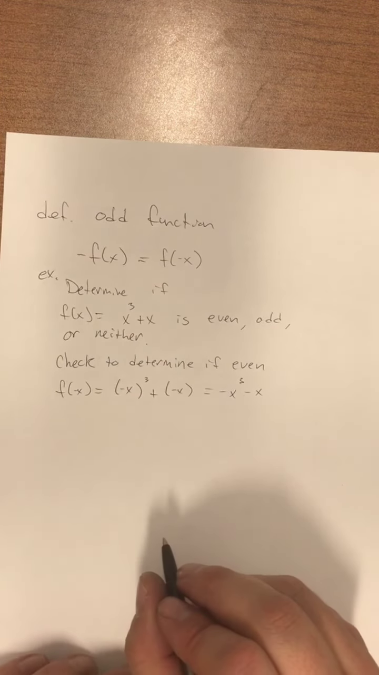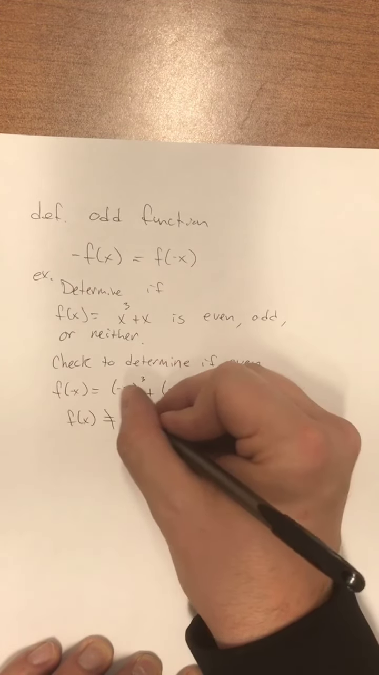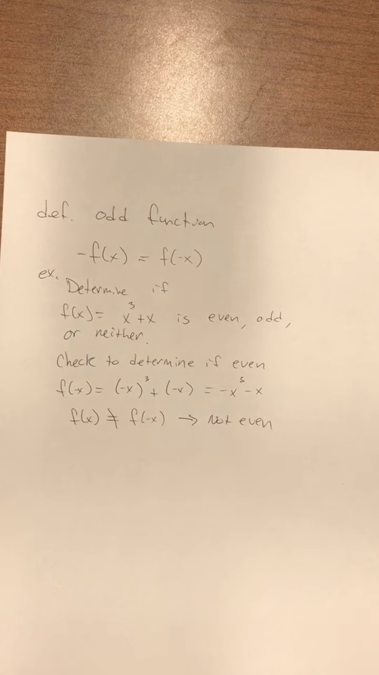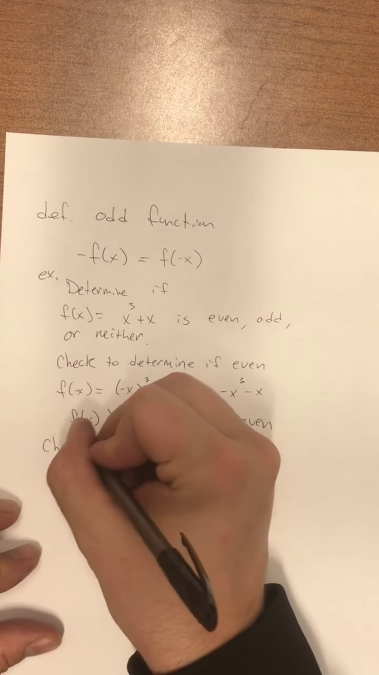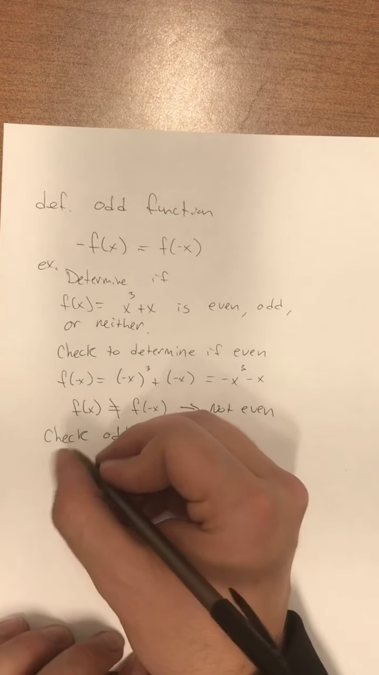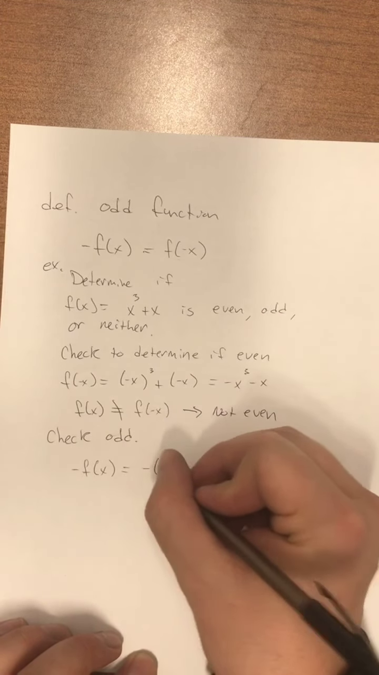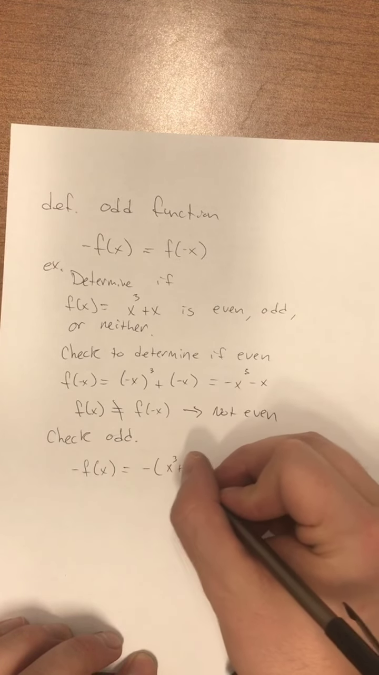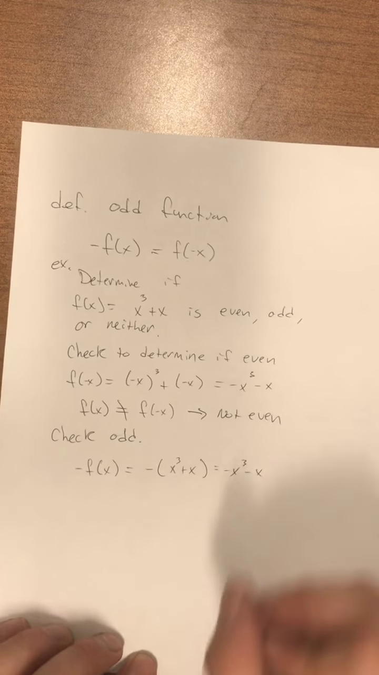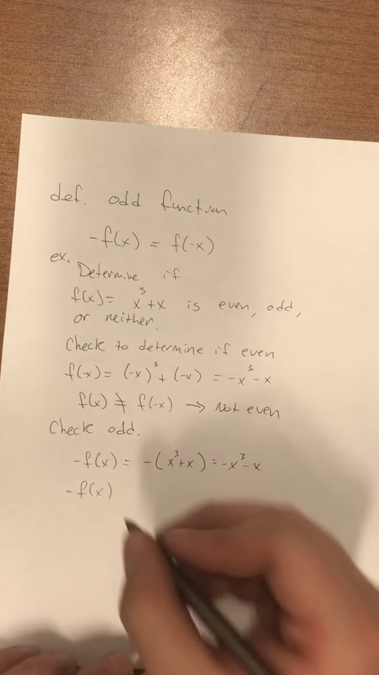And then if we went back to the previous page, check the definition of an even function, the original function is not equal to f of negative x. This means this is not an even function. We can't automatically say it's an odd function. So let's check an odd function using the definition. We've already computed f of negative x, so we need to do negative f of x, which means put a negative in front of everything. So we're going to put a negative in front of the entire function. And after we distribute this negative through, we get negative x cubed minus x.